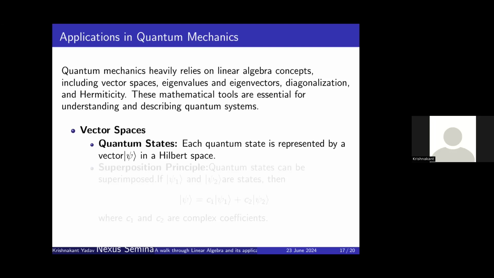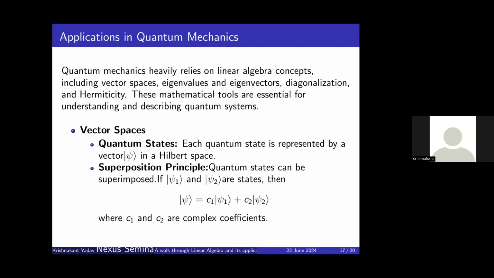Here you see this symbol, which is pronounced as ket psi. If we remove the arrow and the angle bracket, the remaining psi is the state. Now let's move on to the superposition principle of quantum mechanics.